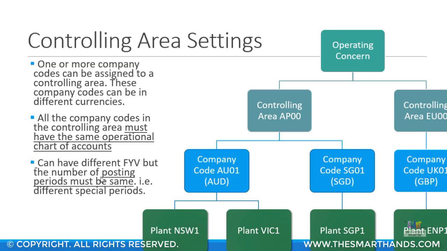You can also have different fiscal year variants, but the number of posting periods must be the same. So for each company code under the controlling area, you can have its own individual fiscal year variant. For example, you can have variant 1000, 1010, 1020, and so on, but the posting periods must be the same. This is generally the case. For example, normally you always have 12 posting periods, one for each month, so that should not be much of a problem.